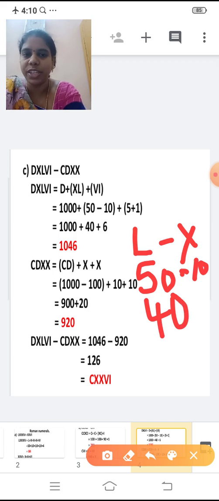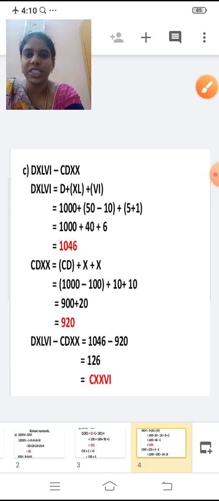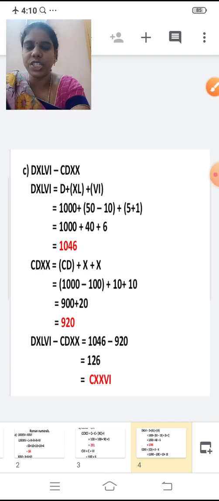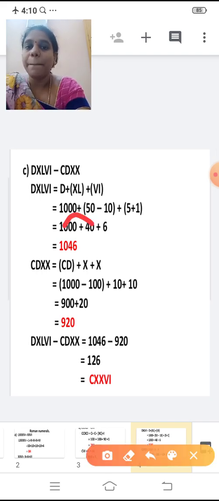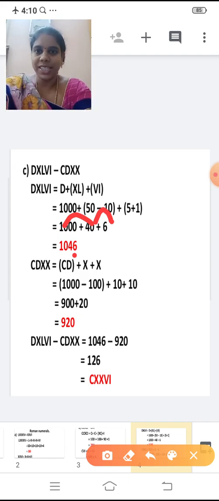So write it down. 50 minus 10 plus VI. Value of V is 5 plus I is 1. 5 plus 1. Now add all together: 1000 plus 50 minus 10, 40, plus 5 plus 1, 6. Now add all together: 1000 plus 40, 1040, plus 6, 1046. So till this clear, children?